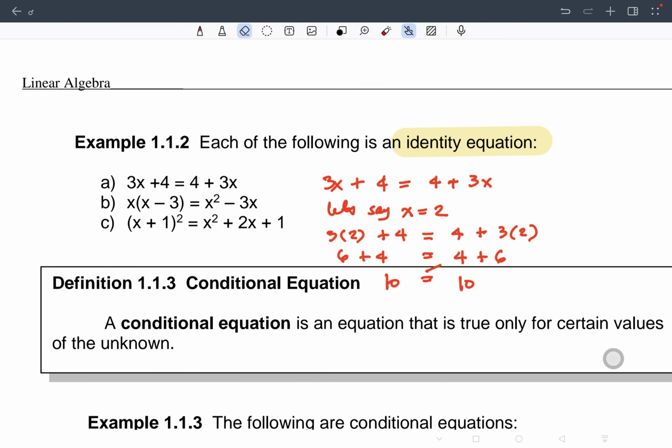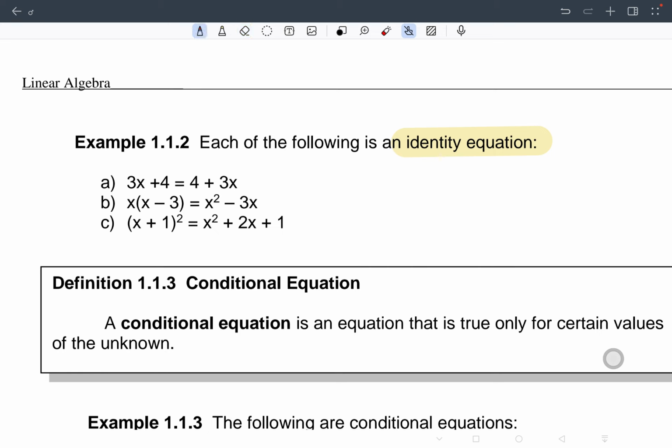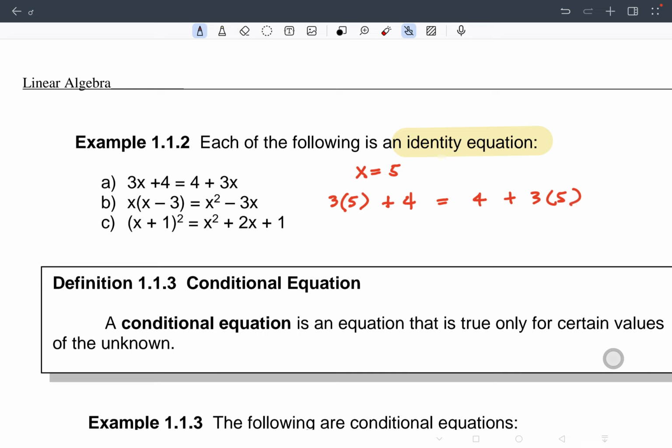Let's change the value of x. Let's say x is equal to 5. Let's try to check. So, 3 times 5 plus 4 is equal to 4 plus 3 times 5. This is 15 plus 4 equals 4 plus 15 equals 19. 19 equals 19. So, any number that we substitute to this equation, 3x plus 4 is equal to 4 plus 3x, the equation will be true. Therefore, this equation is an identity equation. Actually, if you will just notice, yung kabaligtaran lang kasi itong nasa left hand side, 3x plus 4, sa kabila naman, 4 plus 3x.